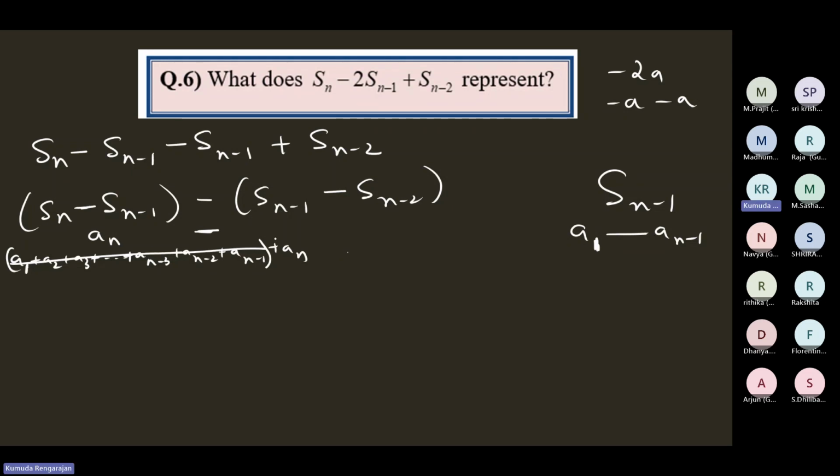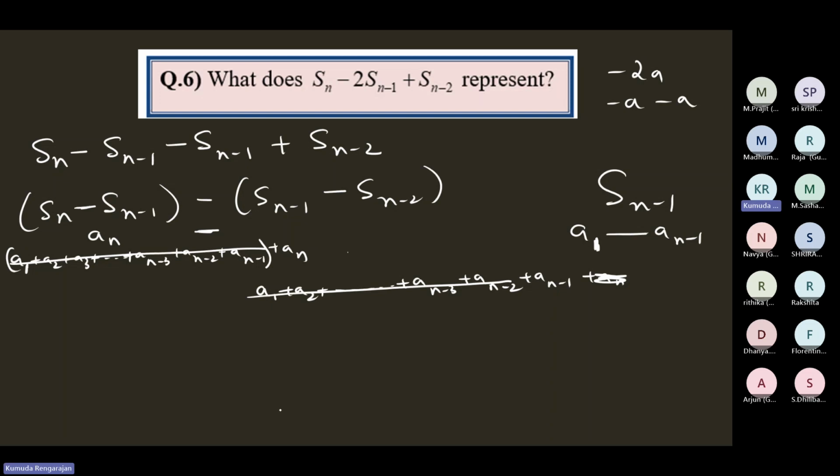Minus, in the second case, we have to write the sum from the first term to the n minus 1th term. So what we have written here is A1 plus A2 plus A3, like that, An minus 3, An minus 2, An minus 1. After that, we have An. We're not writing this because we have to find only the sum till the n minus 1th term. So this is Sn minus 1. Now from this, take away this one.